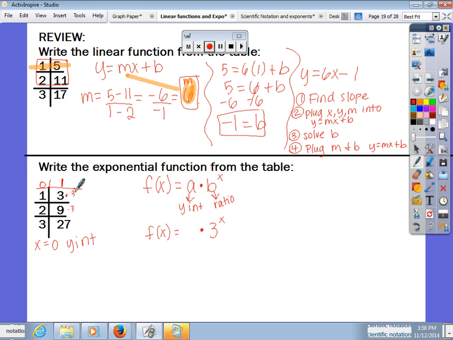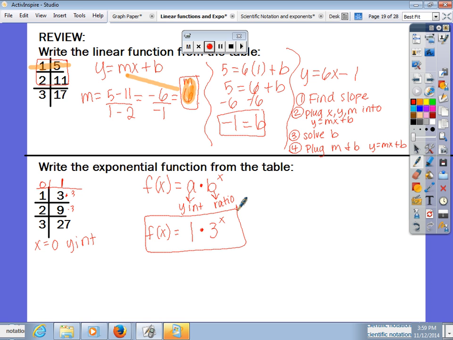And a way to check yourself, you should be able to multiply each previous term by 3 to get the next number in your chart. So 1 times 3 gave me 3. 3 times 3 gives me 9. 9 times 3 gives me 27. So I have the right y-intercept. And for your y-intercept, you only use the y-coordinate, and you're going to put that in for a. So this right here is the equation.